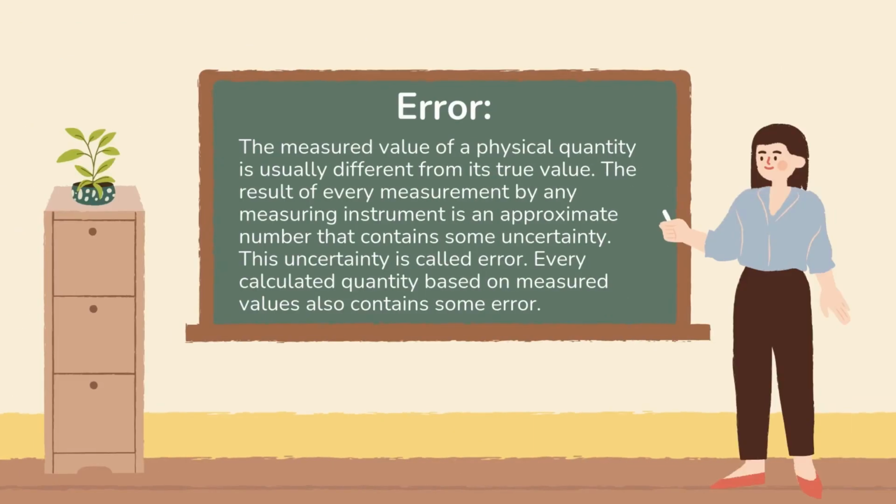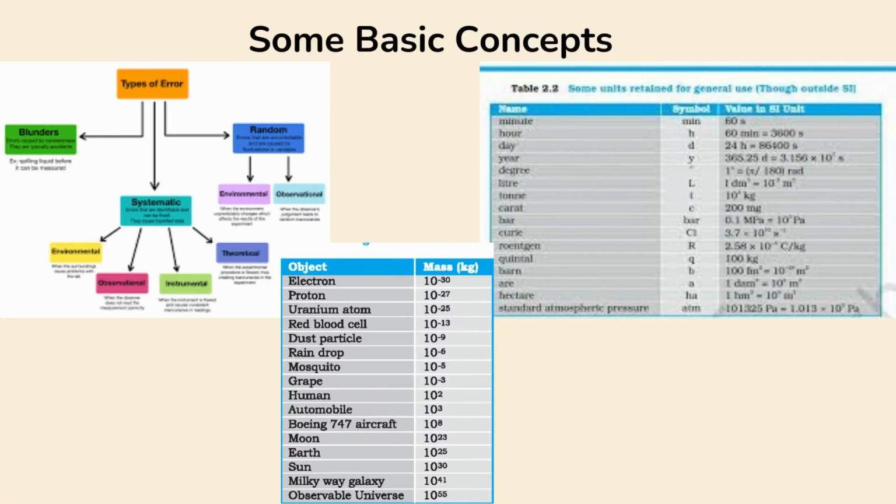Error. The measured value of a physical quantity is usually different from its true value. The result of every measurement by any measuring instrument is an approximate number that contains some uncertainty. This uncertainty is called error. Every calculated quantity based on measured values also contains some error. At last, here are some basic concepts, go through them with the image.